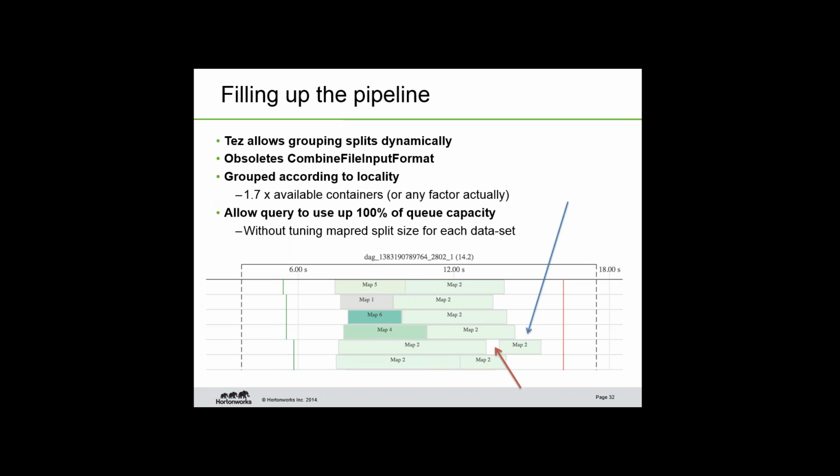In Ambari 1.7 onwards, there are some available containers for Hive, and it allows the query to use up to 100% of the queue capacity without tuning the map-reduce split sizes for each and every dataset. The user would be able to see, in the local VM, if Ambari is turned on, what the utilization was for the corresponding map and reduce tasks for the entire query operation. This execution cycle would also be available to see in the Ambari and Hive server jobs portal.